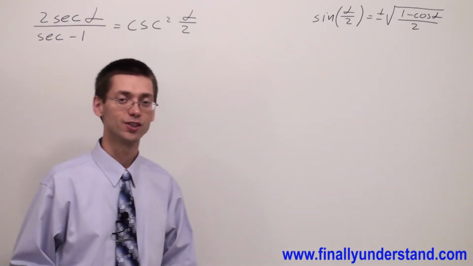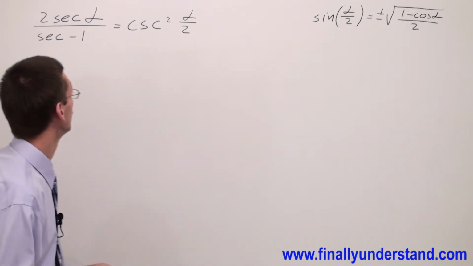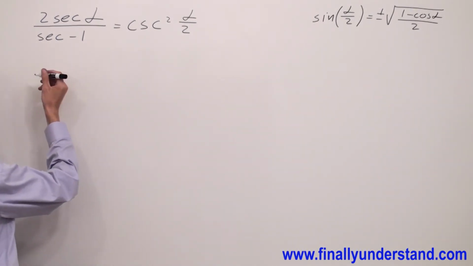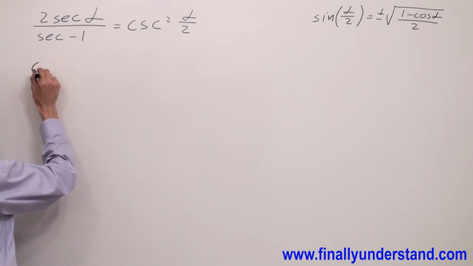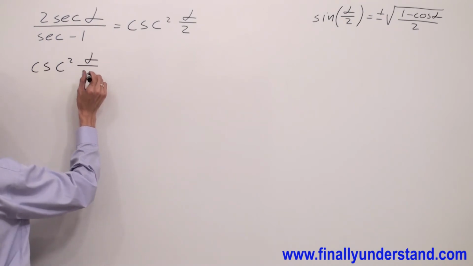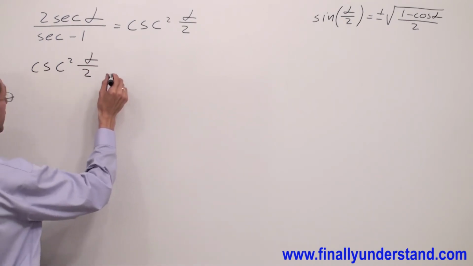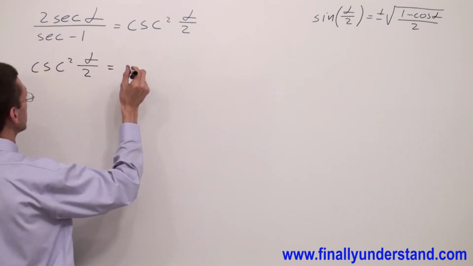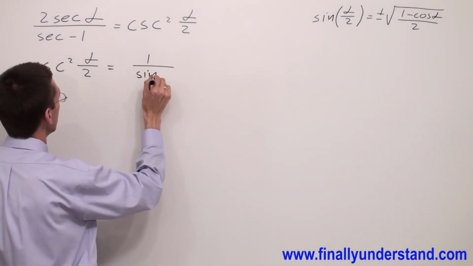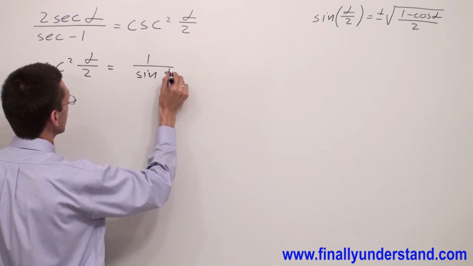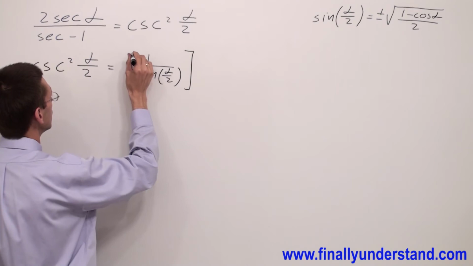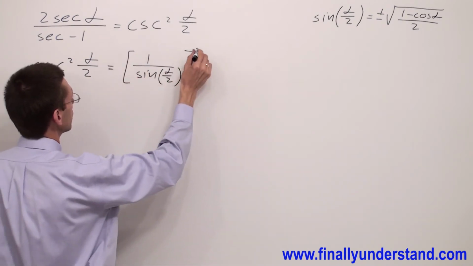Let's take a look at this example. I'm going to start my proof from the right side. Okay, I'm going to copy down this first. I have cosecant square alpha over 2. I can rewrite this as 1 over sine alpha over 2, and everything is raised to the second power.